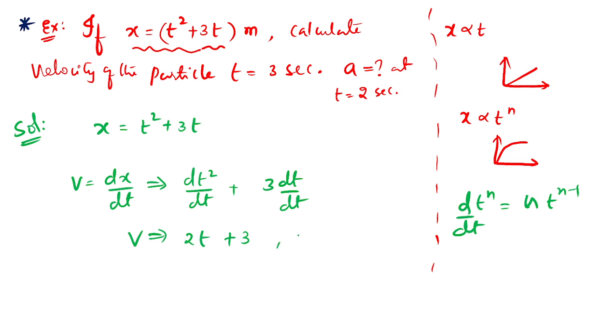So the total answer is v equal to 2t plus 3. Now v at t is equal to 2 seconds. What is the answer? 2 into 2, 4, plus 3, 7. Very good. 7 meter per second. What about acceleration then?